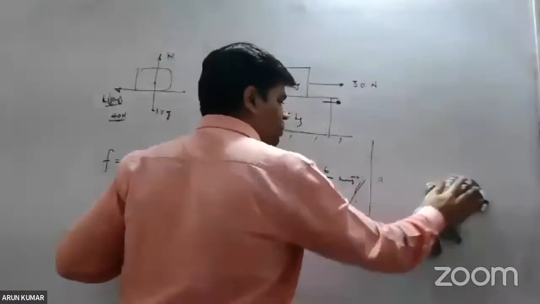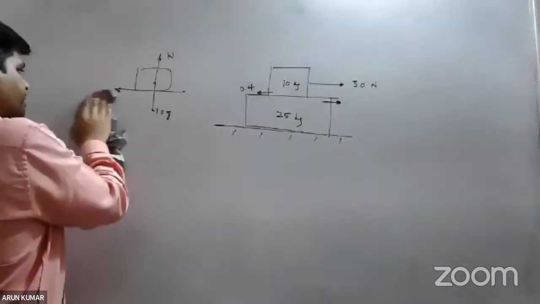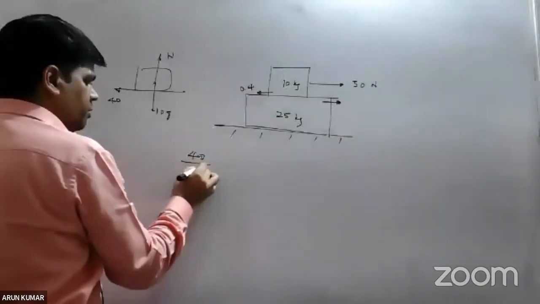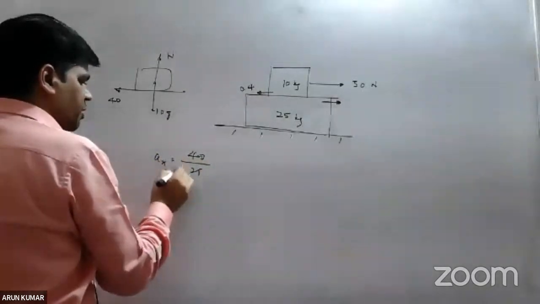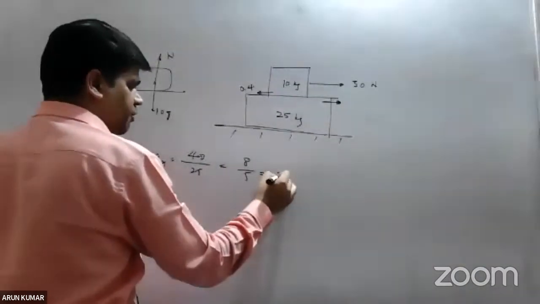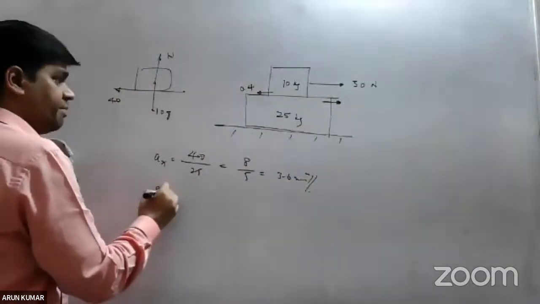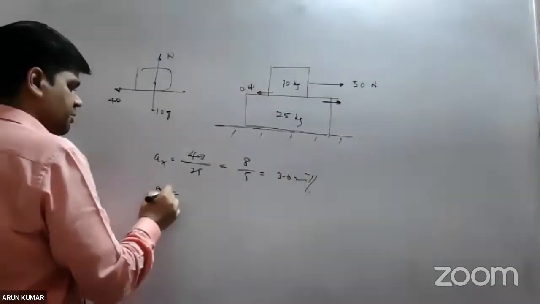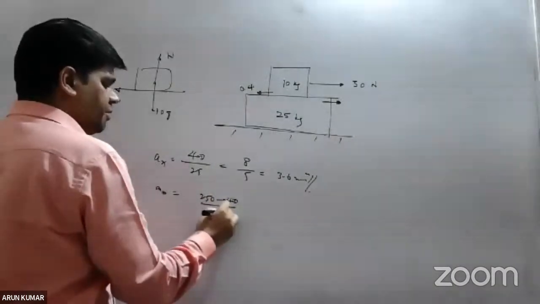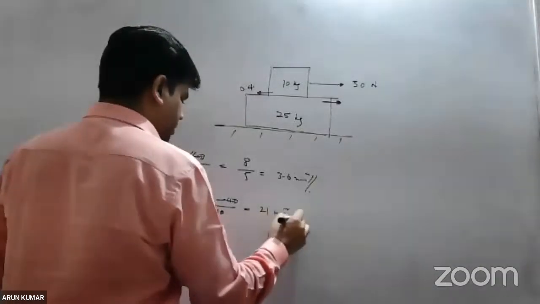So with what acceleration will they move now? I'll write the free body diagram separately for both the blocks. So 40 by 25 is the acceleration of the 25 kg block. That is how much? 8 by 5, that is 1.6 meters per second square. And the acceleration of the upper 10 kg block would be 250 minus 40 divided by 10. That is 21 meter per second square, if I'm not wrong.